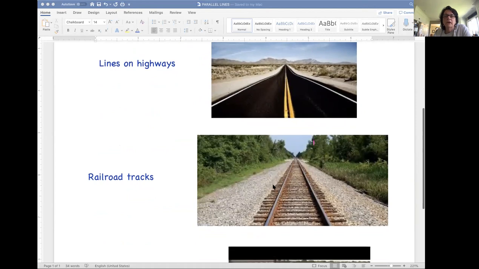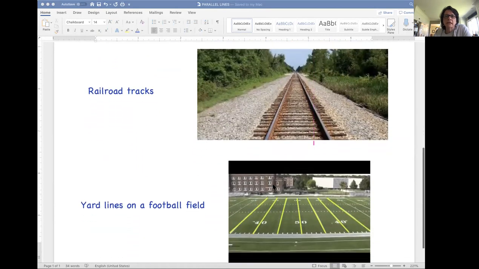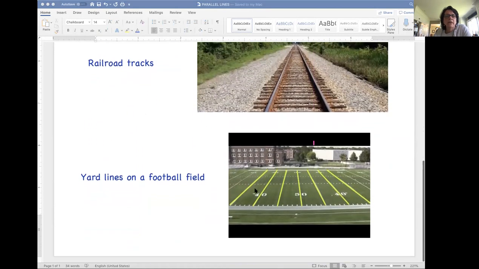A third example of parallel lines in the real world, and this is for all you football players out there and football lovers. I know Tayden and Bronx play football. The yard lines on a football field. So if you look at this picture of the football field, those lime green lines that are highlighted, those are parallel lines. Again, they're always the same distance apart. So those are some examples of parallel lines in the real world.